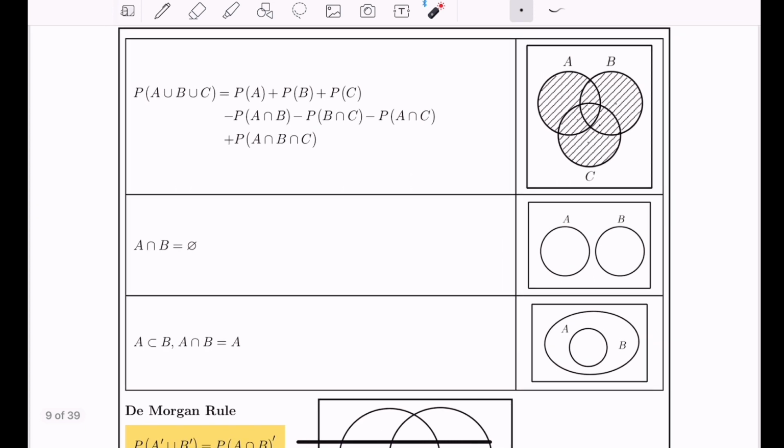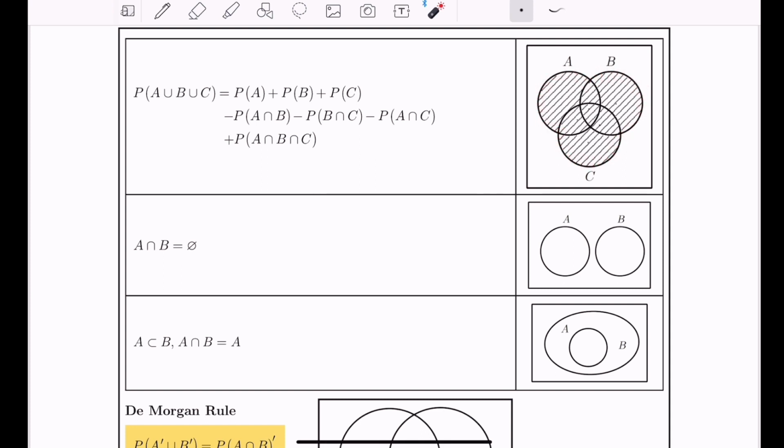What if we have three events, A, B, and C? If we find the union of all these three events, P of A union B union C equals the probability of A plus probability of B plus probability of C, minus the intersection between A and B, minus the intersection between B and C, minus the intersection between A and C, plus the intersection between A, B, and C. If we follow the formula, we can get the probability of this shaded region.